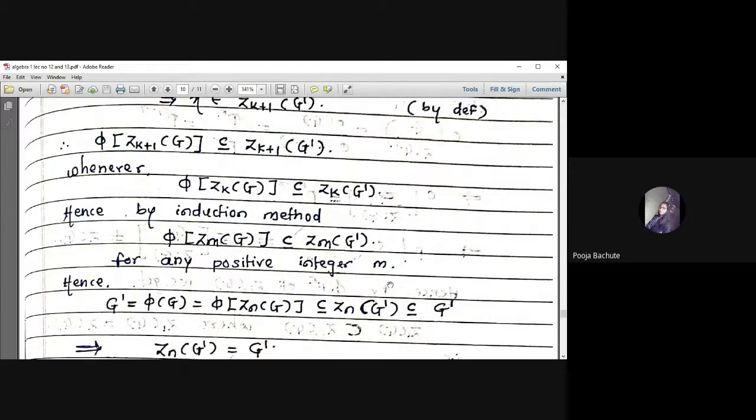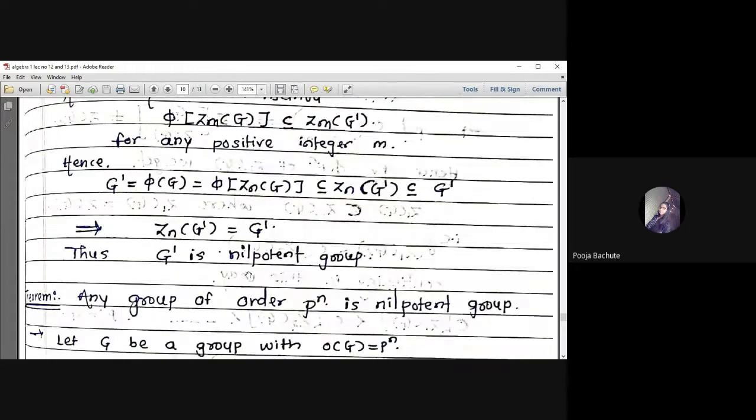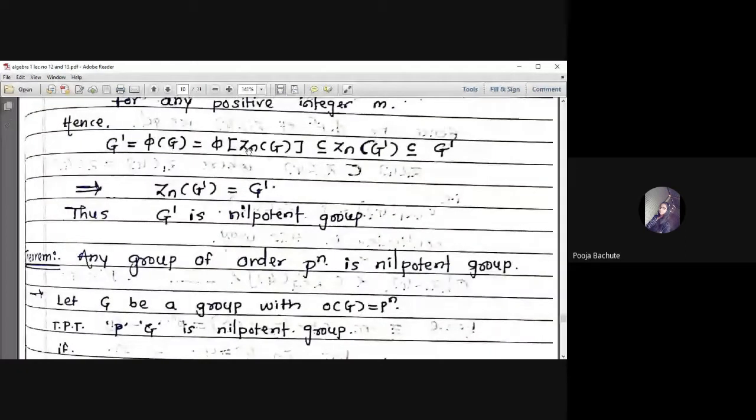Okay, so hence we get G dash is nothing but phi of G, because phi is an onto homomorphism, which is equal to phi of Zn of G. Okay, why? Because G is nilpotent. Nilpotent means take G, G is equal to Zn of G. So instead of G, we can write Zn of G. Okay, here. So phi of G is equal to phi of Zn of G.